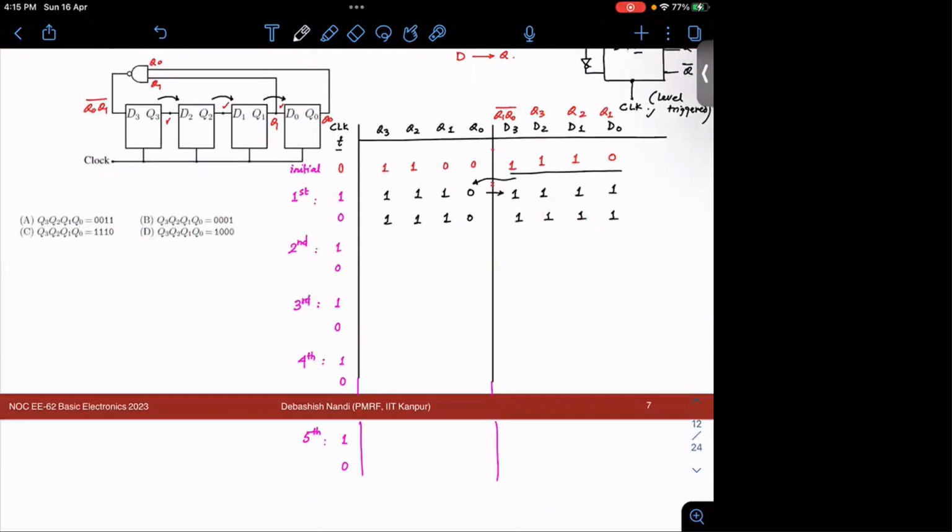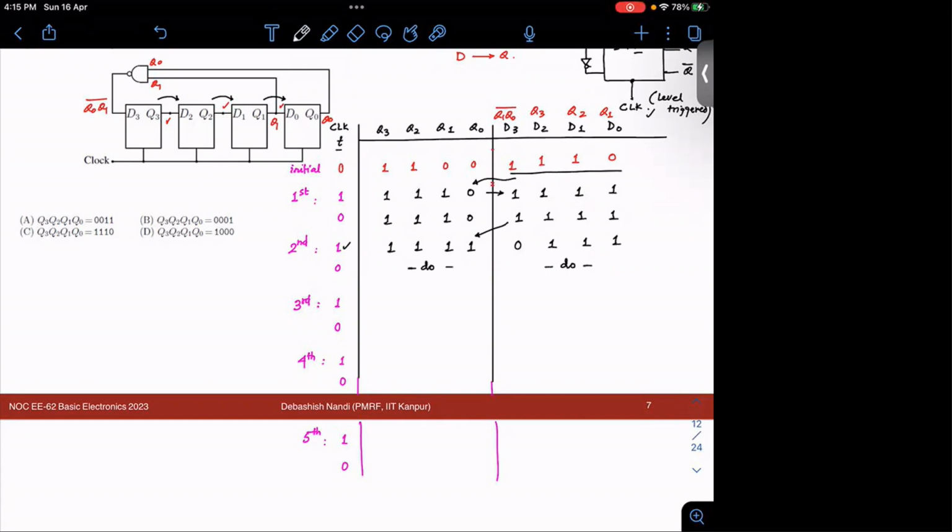Fine. Again, when your clock pulse becomes high and the second clock pulse arrives, your output will simply be this, because this will come to here. And accordingly, your D3, D2, D1, D0 will be computed. So one will be coming here, one will be coming here, and one will be coming here. And what about this? 1, 1 would be 0. 1, 1 would be 1, and this NAND operation would be 0. Fine. So the same thing will be happening here also.